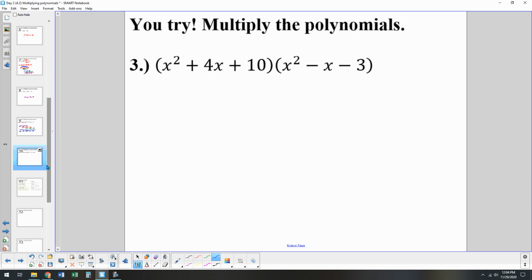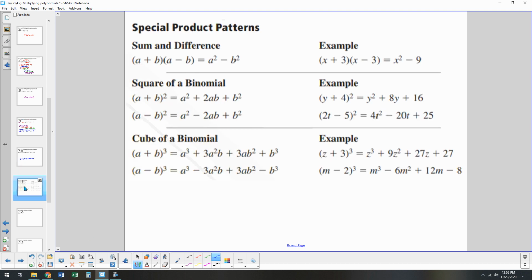So you go ahead and try this one, pause it, and I'll show the answer. All right, so there's your answer for that one. So now we have some special product patterns, and some of them are more important to know than others.